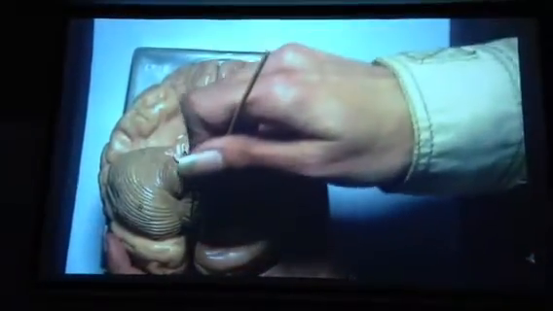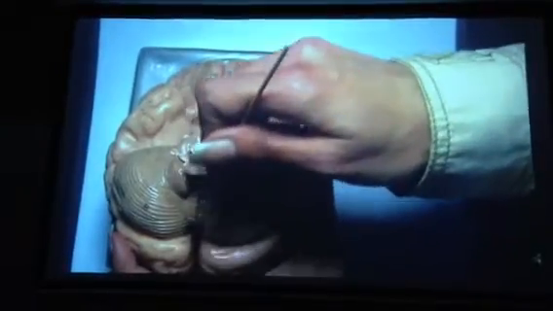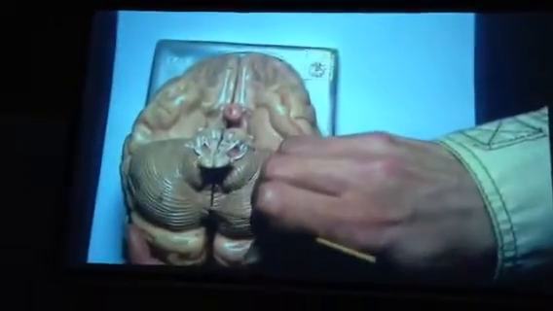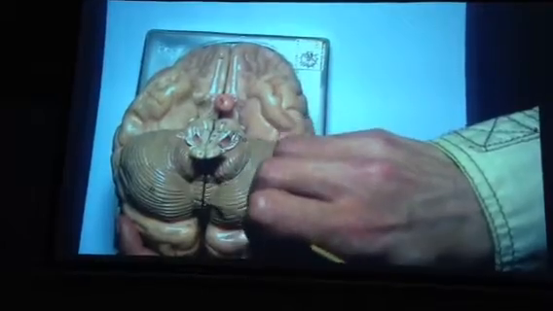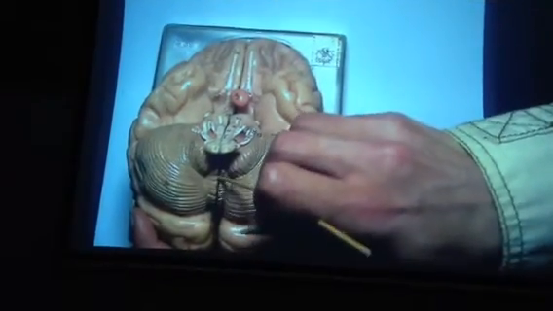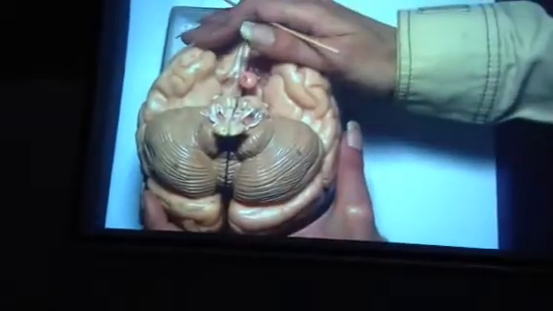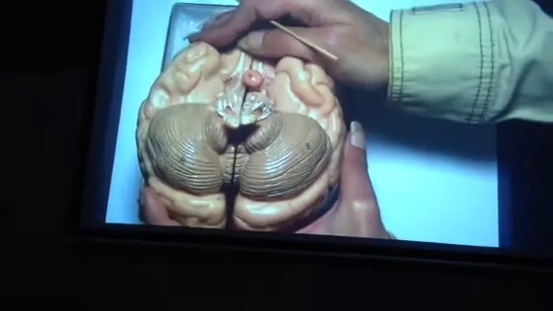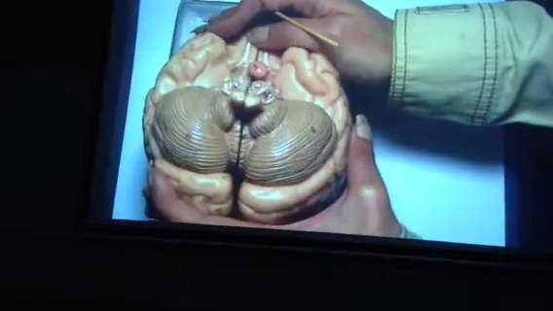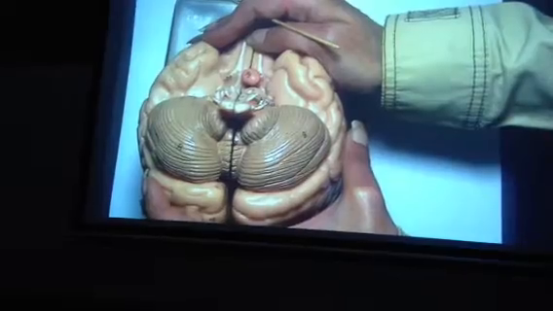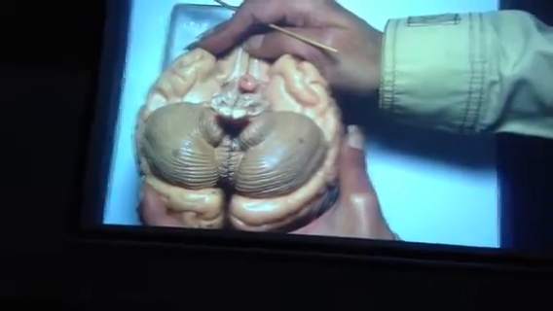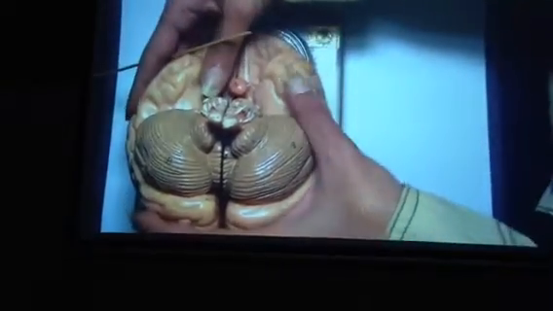Now, if you look right down the middle, the two hemispheres are separated by a structure right down the middle here, known as the vermis. The vermis, okay? And you can remember that because it starts with a V and it kind of looks like something else that starts with a V. Got it?